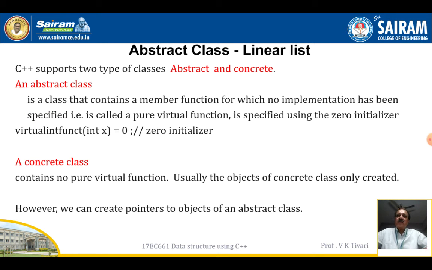C++ supports two types of classes, abstract and concrete. An abstract class is a class that contains member functions for which no implementation has been specified. That is called a pure virtual function. It is specified using a zero initializer, that is, a function given as virtual, integer x equals 0, which is nothing but zero initializing. Whereas in a concrete class, there is no pure virtual function defined as above. Usually only objects of a concrete class are created. However, we can create pointers to objects of an abstract class.